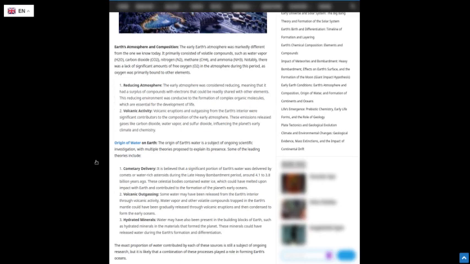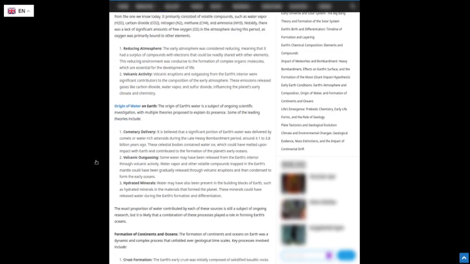Origin of water on Earth. The origin of Earth's water is a subject of ongoing scientific investigation, so they're still investigating it today, with multiple theories proposed to explain its presence. Some of the leading theories include: 1. Cometary delivery, so this water was probably inside it.